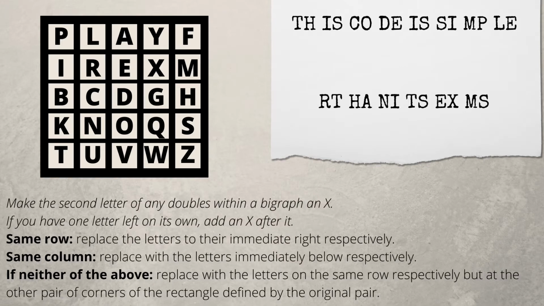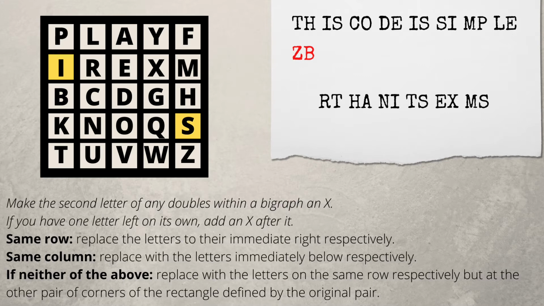The first digraph in our message is TH, which you will see here on the grid. The third of our rules will apply to this pair as they are not in the same row or column. So we imagine a rectangle with those 2 letters as corner points. And the letters that are at the other corners, which would be B and Z, will replace them. Now remember that the order is really important. The first letter of the original pair is T. So the first letter of the substitution will be Z. So our first pair will be ZB.